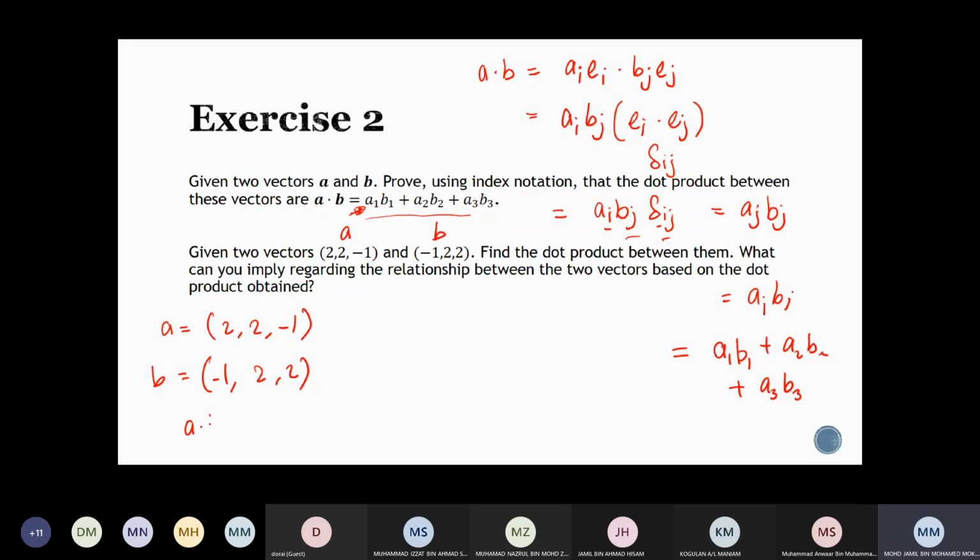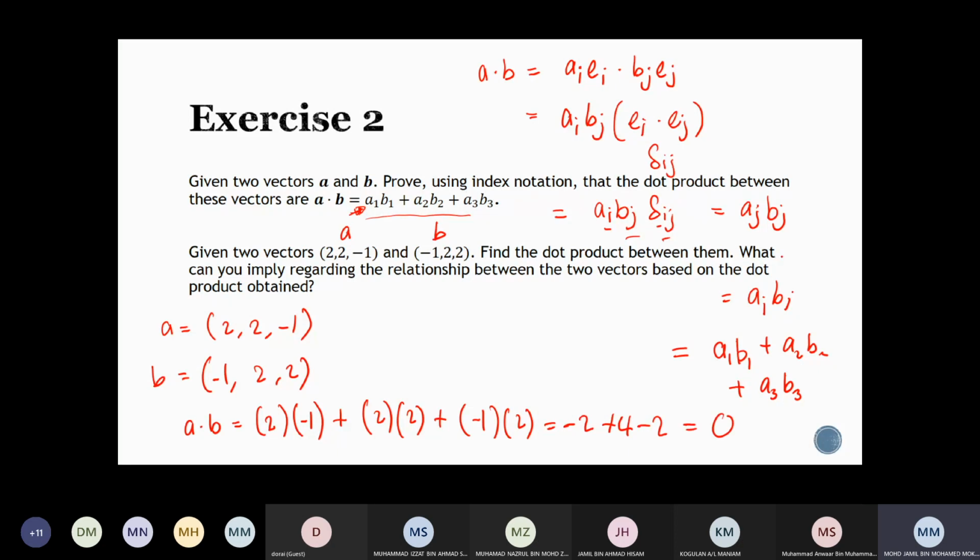So the dot product becomes 2 times -1, plus 2 times 2, plus -1 times 2. So you just multiply the components. Instead of using the cosine formula, you can also get the dot product by multiplying the components of the vectors. From here we get -2 plus 4 minus 2, so we get 0.